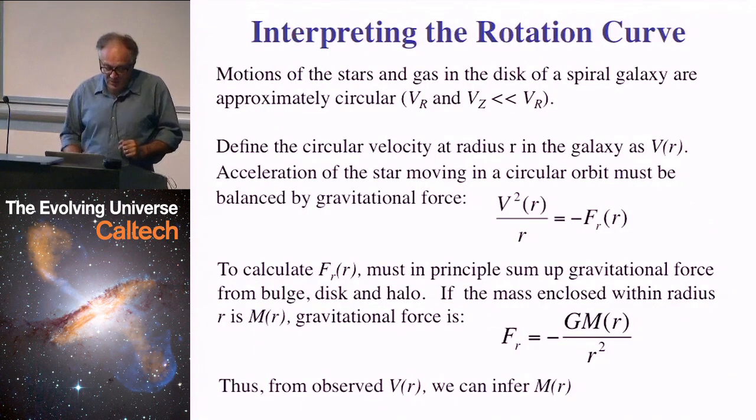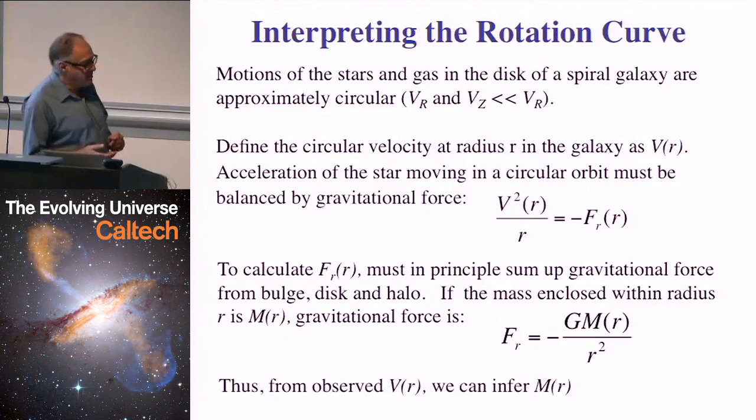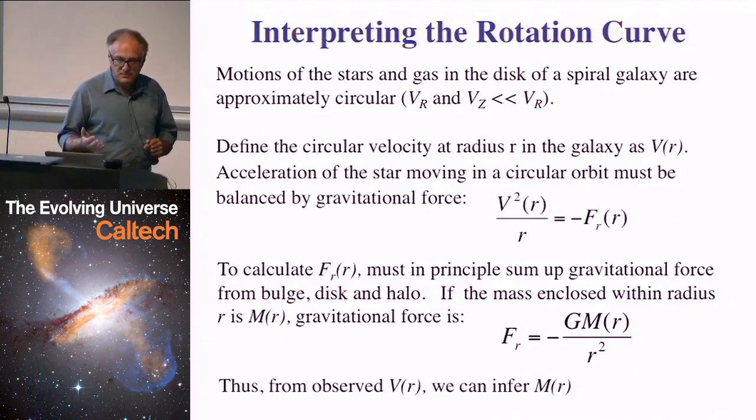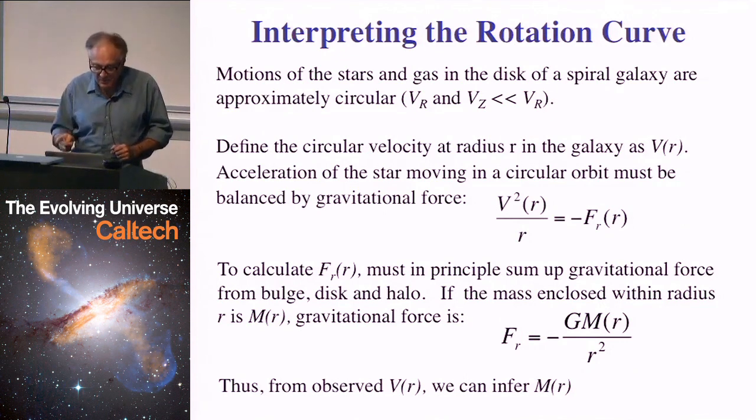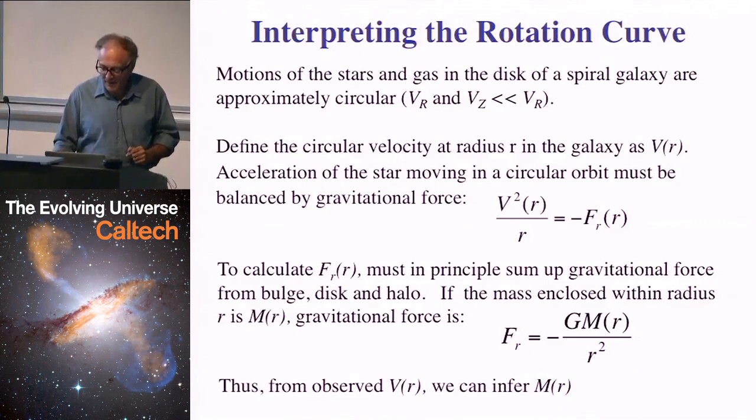Well, the interpretation of this is pretty straightforward, right? It's the usual centrifugal force equals centripetal force. And so if you measure velocity, and remember it's circular motion, so it's just one variable, radius. If you measure velocity as a function of radius, you can tell how much mass is inside of that radius in order to create a centripetal force needed to balance it.